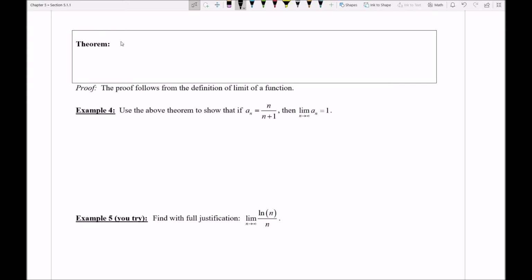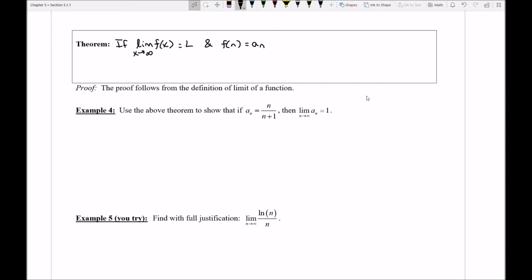Here's what our first theorem says. If we have the limit of a regular old function, like a function we would see in Calc 1, not a sequence, and we know what happens to this function as x goes off to infinity, let's say this equals L, and we also know that f, when I plug in n, is equivalent to a sub n when I plug in n. I kind of imagine this is like f is a matching function for this sequence.